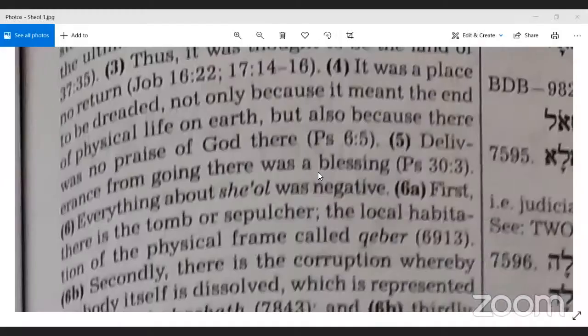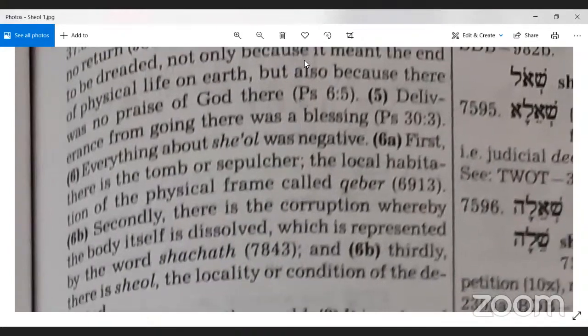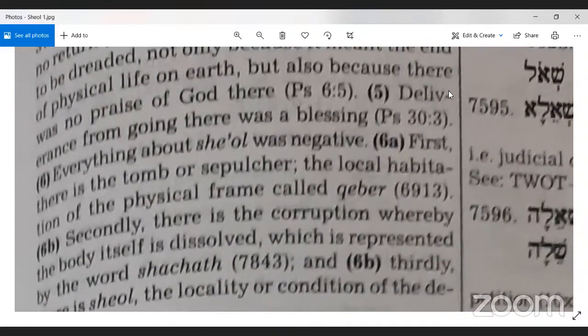I'm glad I got the chance to see Caesar's Messiah. That was very enlightening. Okay, so let's go to number 5. Let me blow this up again. Deliverance from going there was a blessing. Psalms 30, verse 3. 6, everything about Sheol was negative. Can we stop right there?